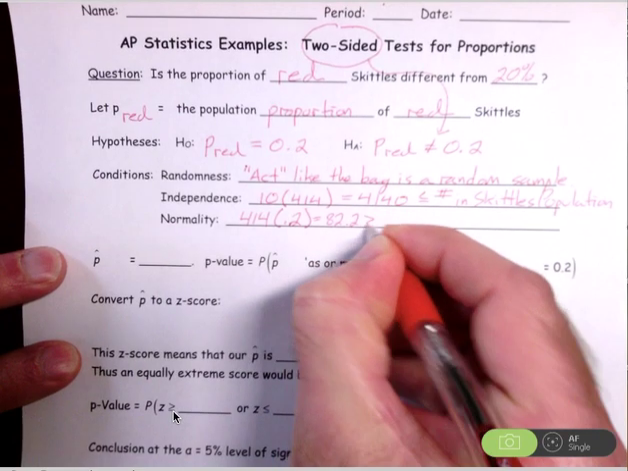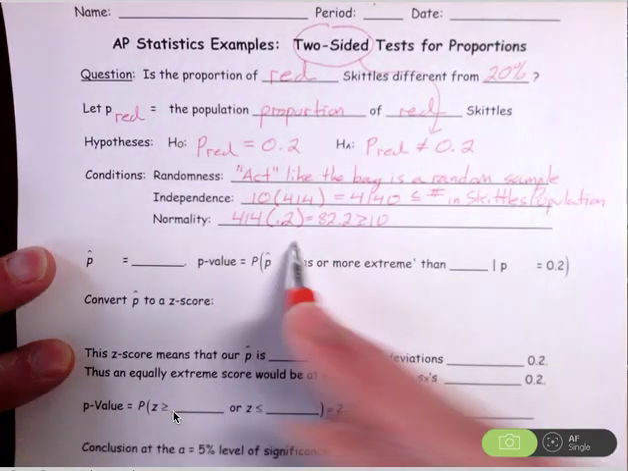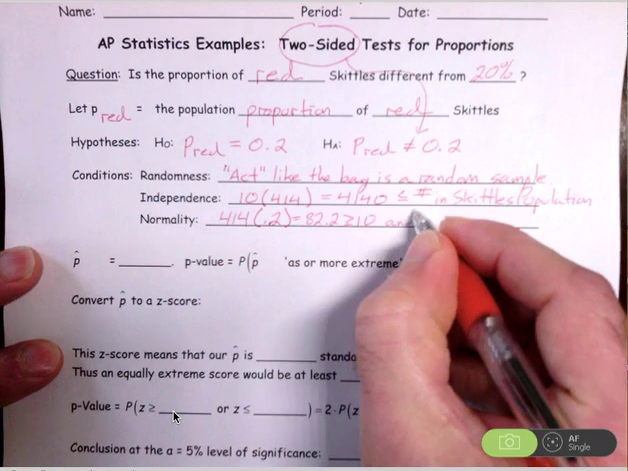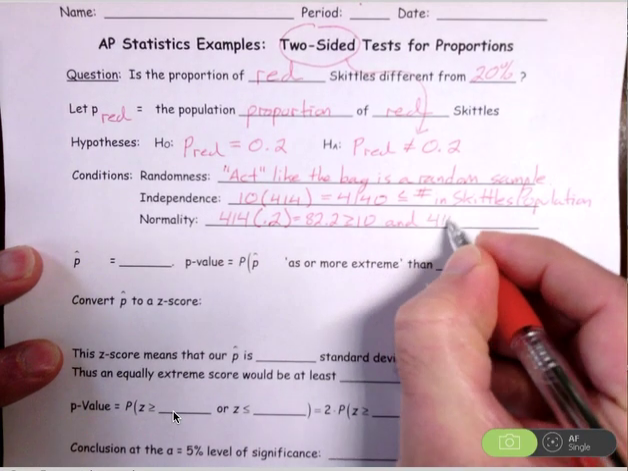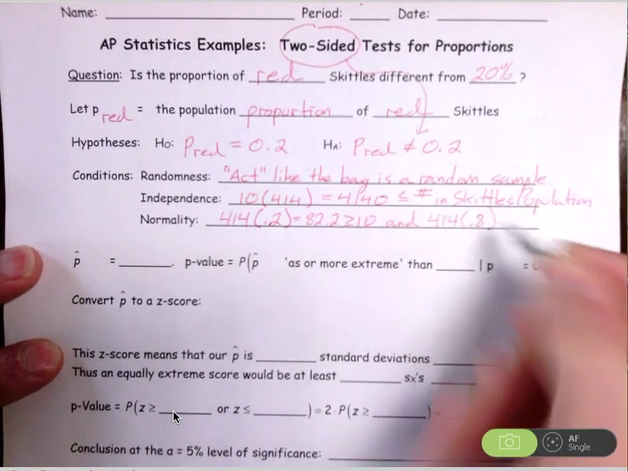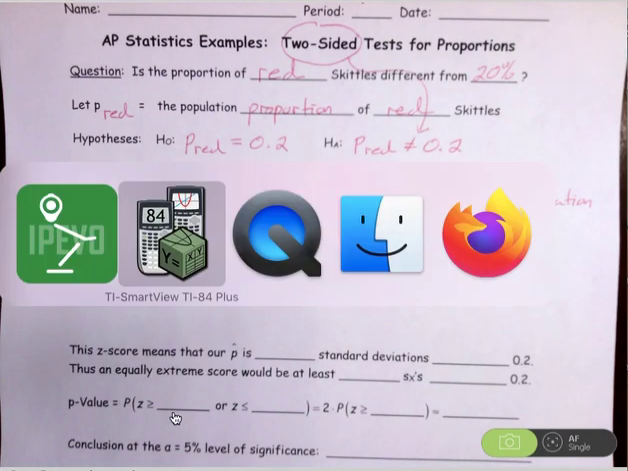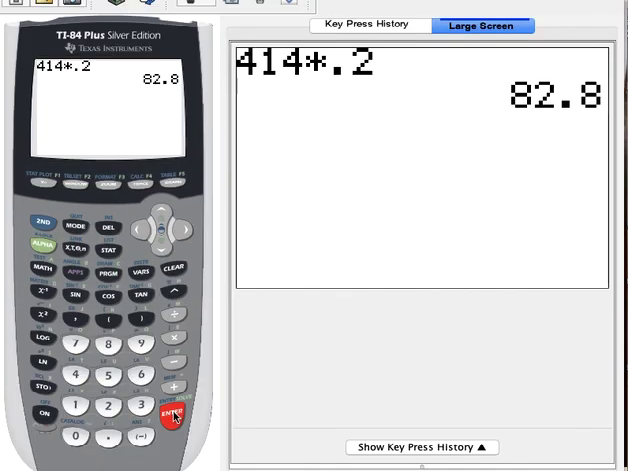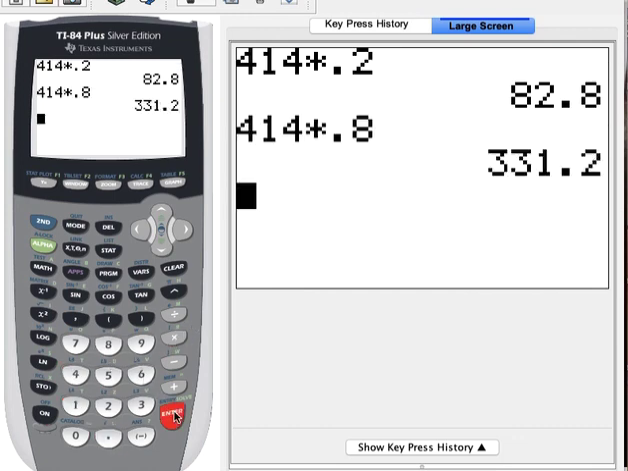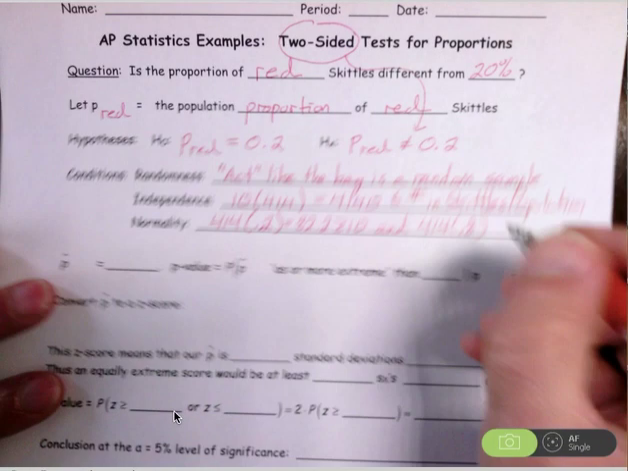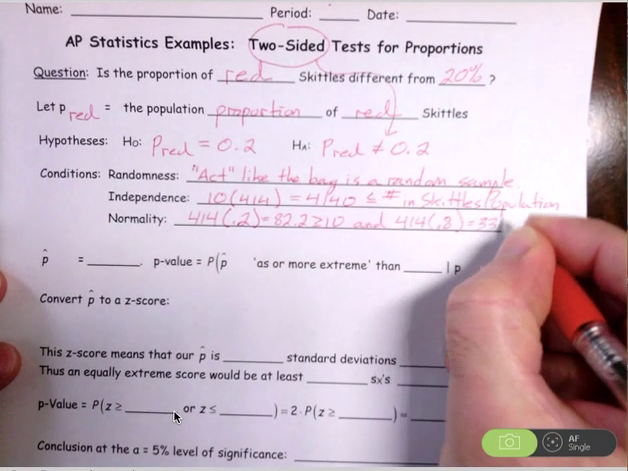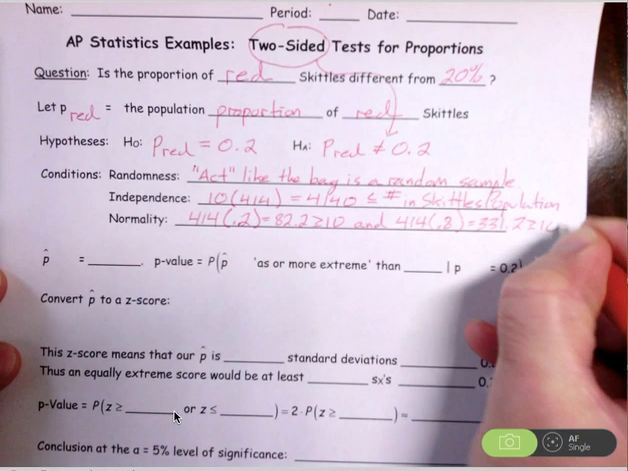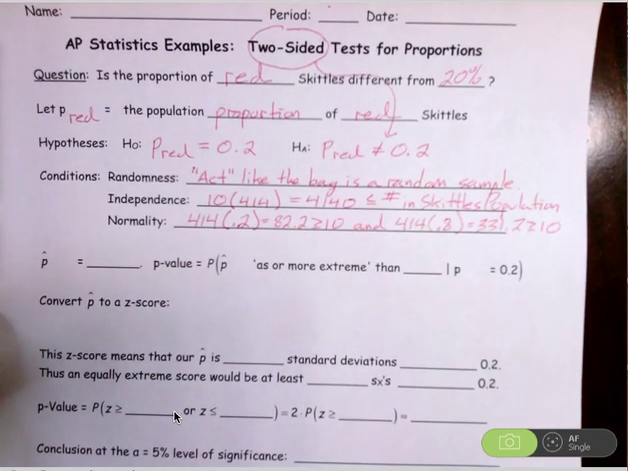Well, that's certainly greater than or equal to 10. So that's the number of successes. And then the number of failures would be 414 times 1 minus 0.2, or 0.8. So the 414 times 0.8, that gives us 331.2. That's also greater than or equal to 10, so our conditions are met.